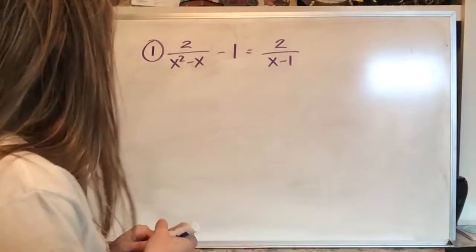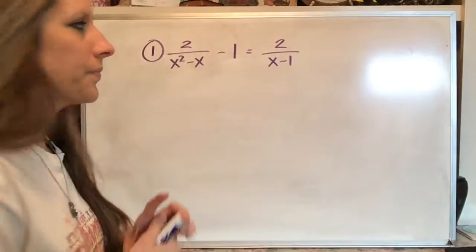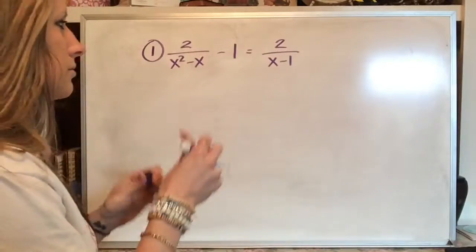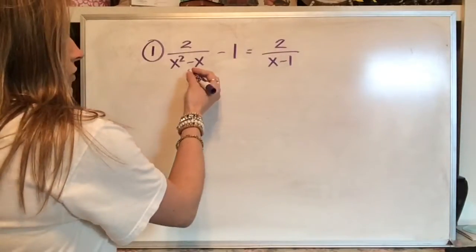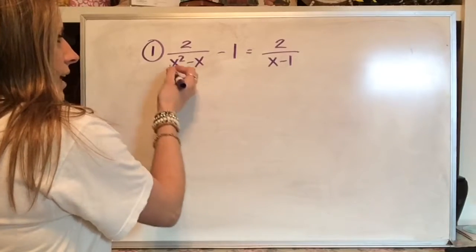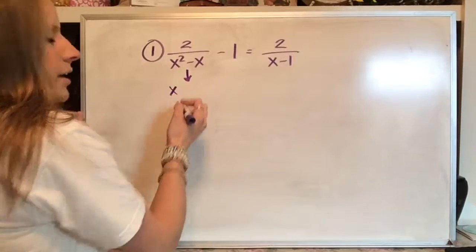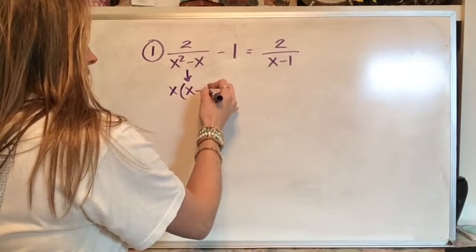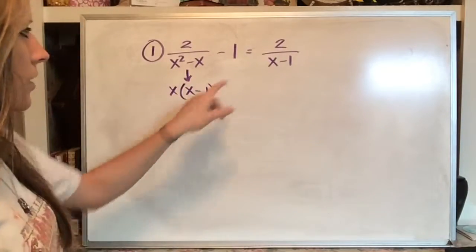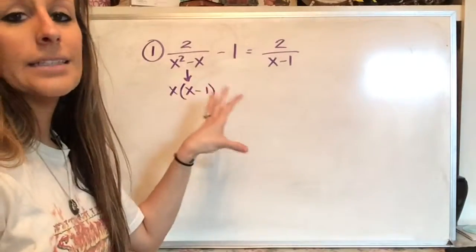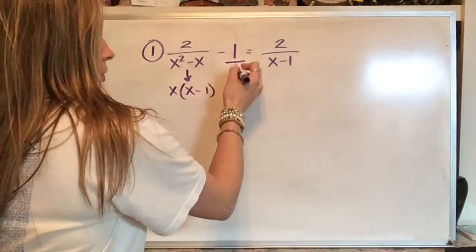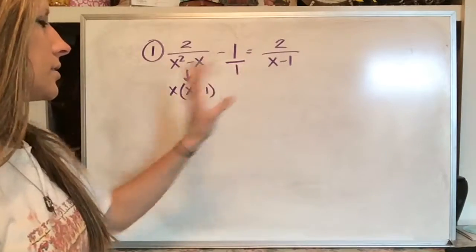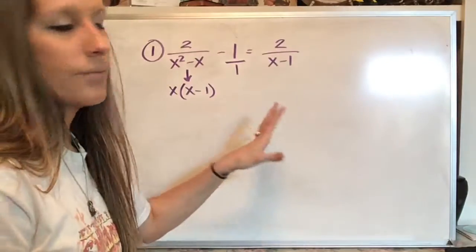Okay. So let's do the first problem. The first thing you want to do is break down all your denominators. Make sure you simplify them. So this first fraction, you can take an x out of both terms, right? So if I take an x out of both, I'm left with x minus 1. Okay? That second number, anytime you have a whole number, it's like saying it's over 1.